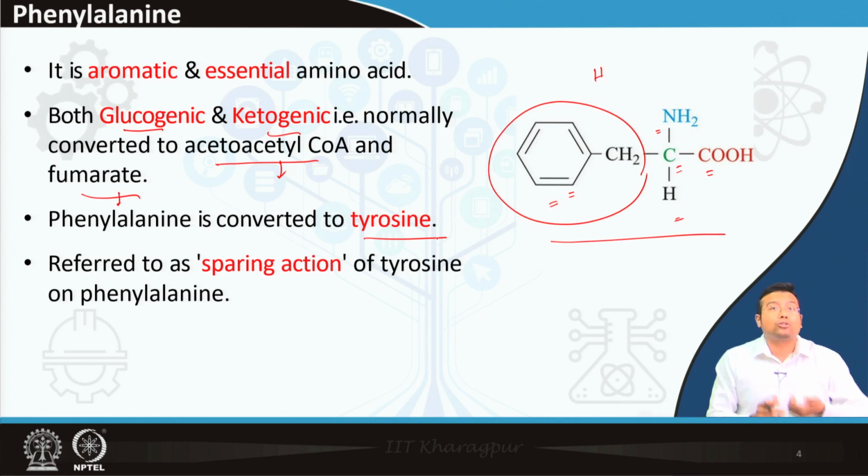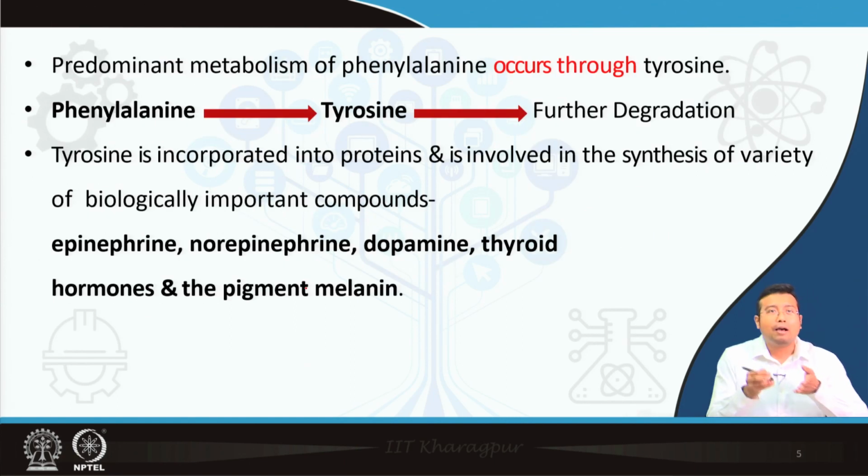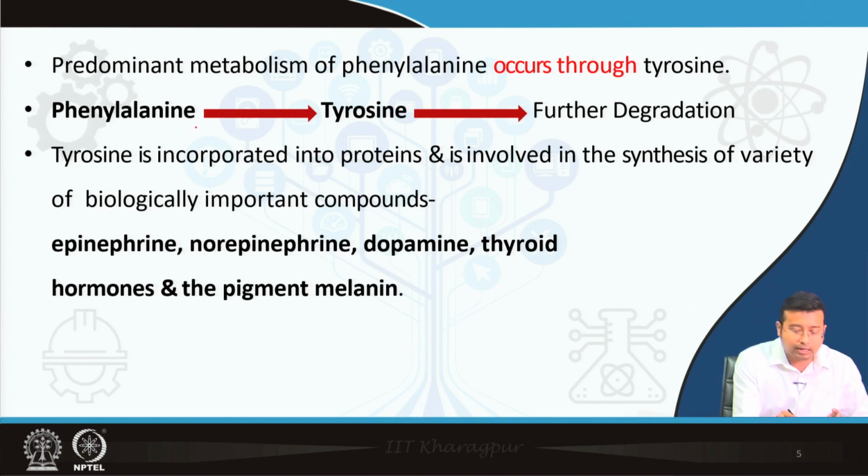And the reverse is also true. Means the amount of phenylalanine required in diet will be reduced if there is adequate amount of tyrosine in diet. This is known as the sparing action of tyrosine on phenylalanine. Means if we have got adequate tyrosine in diet, the amount of phenylalanine required is less, and this is very important, alright. So, as I told you, predominant metabolism of phenylalanine occurs through tyrosine, means first phenylalanine is converted to tyrosine and thereafter tyrosine is degraded, alright.